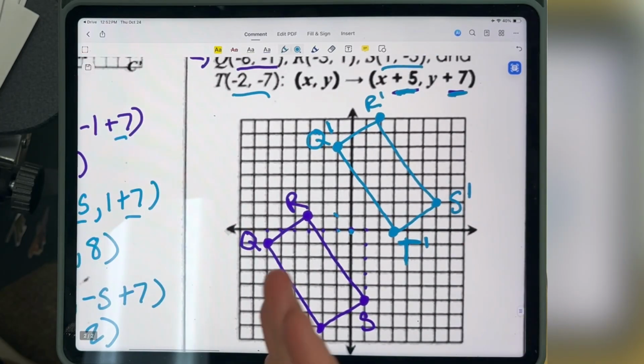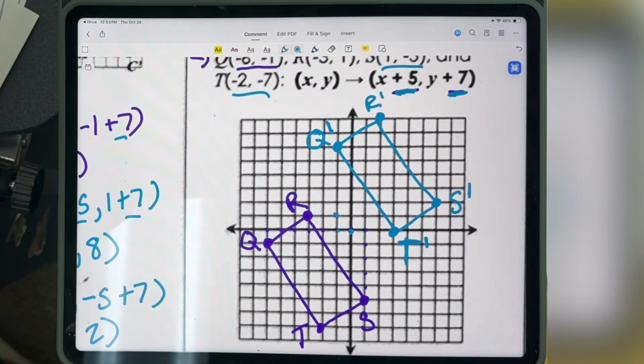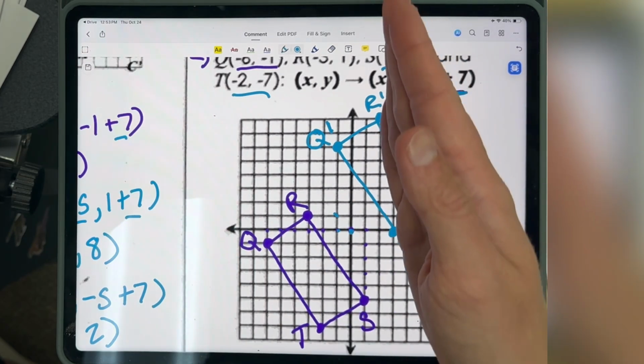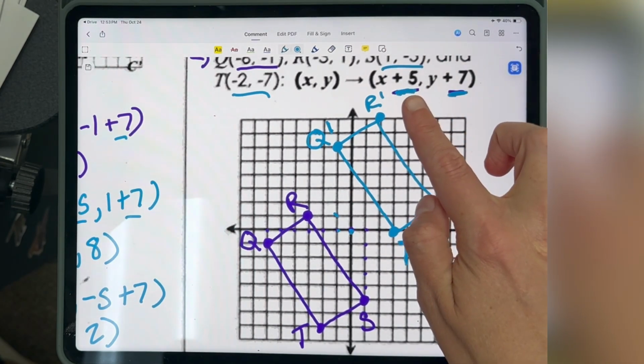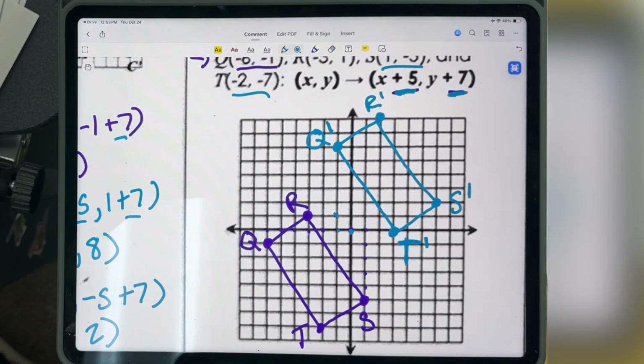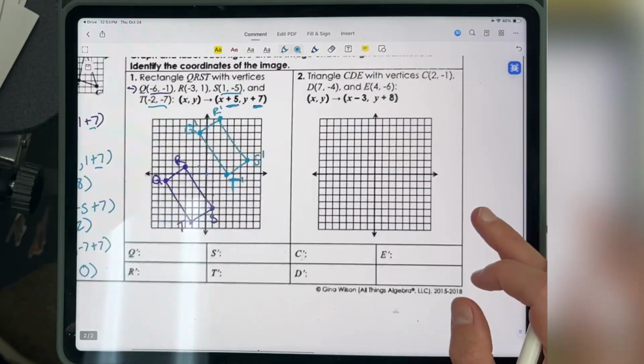I've taken the whole thing and I have moved it up 7, over 5 to the right. Or you could say over to the right and then up 7. I did exactly what this told me to: move 5 to the right, go up 7. Okay, if you guys want to do this, we're going to do this one.